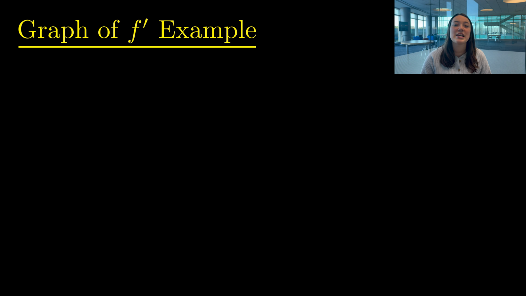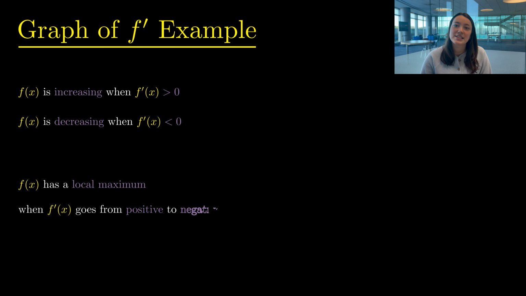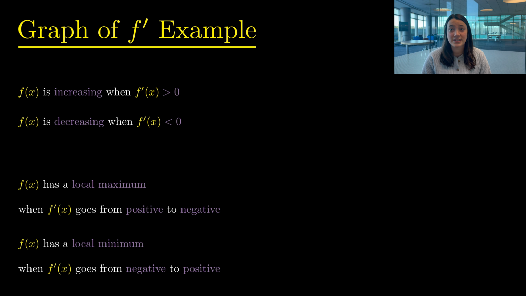First, f is increasing when f prime is positive, and similarly, f is decreasing when f prime is negative. f has a local max or relative max when f prime goes from positive to negative, and f has a local minimum when f prime goes from negative to positive.